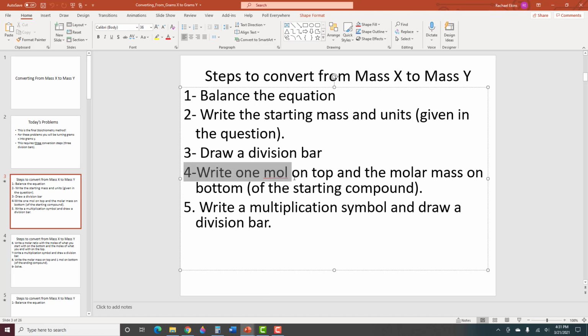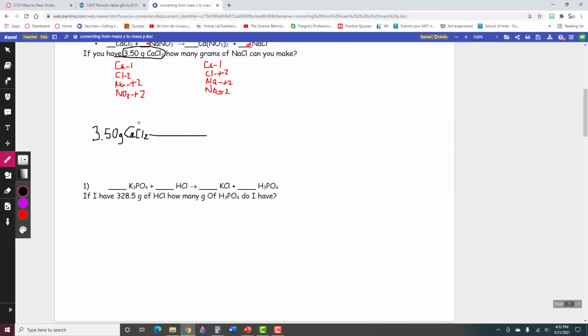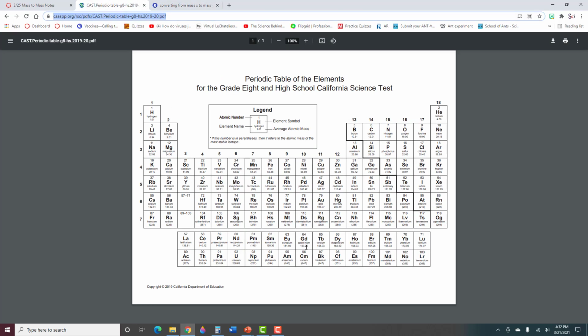Step 4 is to write 1 mole on the top and the molar mass on the bottom of the starting compound. Or another way of putting that, like I always do, is take your starting unit and put it on the bottom, which is going to be grams of CaCl2. And like I've said probably 20 times by now, whenever you have grams, you're always going to pair that with moles. Grams always goes with moles, and the compound should be the same. So if it's CaCl2 grams, then it's CaCl2 moles. These should always be the same compounds. This mole will then always be 1. This grams will come from a periodic table.